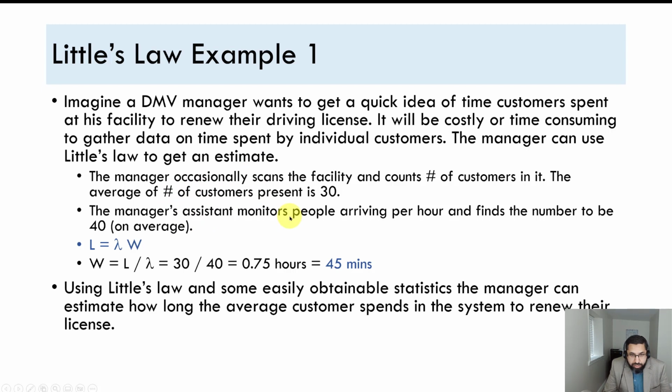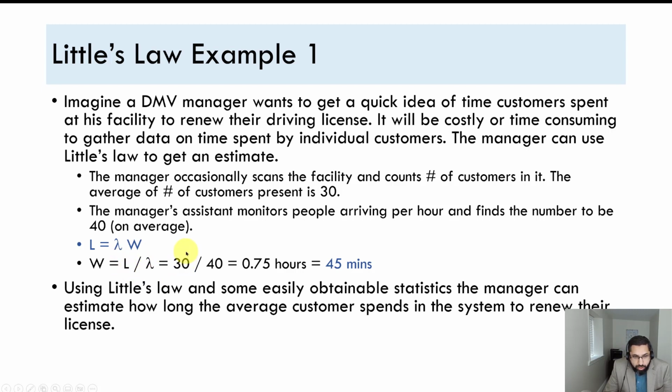And the manager's assistant can monitor people arriving per hour and finds that about 40 people arrive per hour. Again, this is kind of quick data gathering. You can just stand around the door and count how many people walk in per hour. You do it for a few hours, get an average. So based on these two numbers, you can estimate how long it takes people to renew their license, W. If L equals lambda times W, then W equals L over lambda.